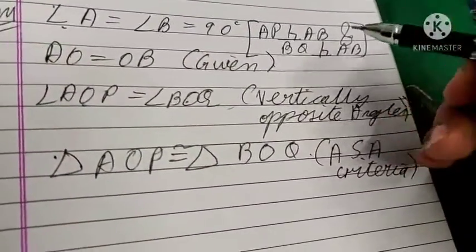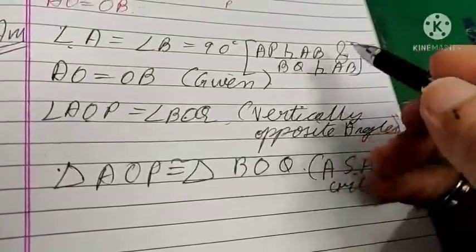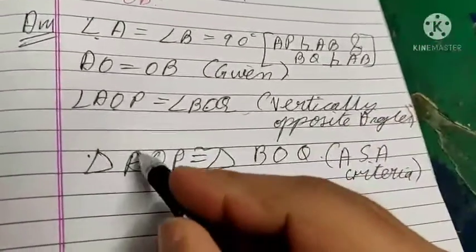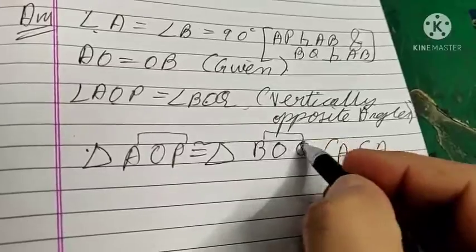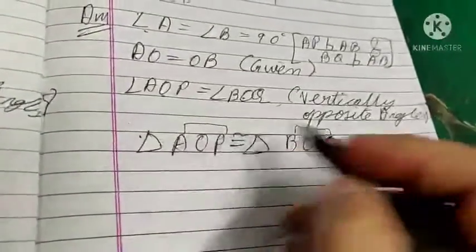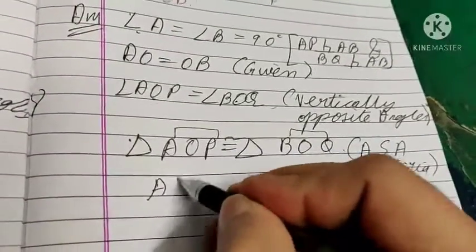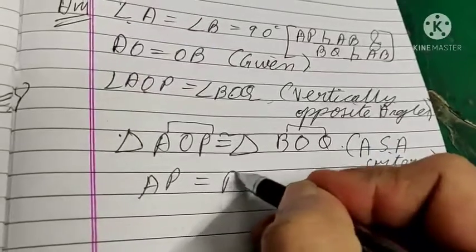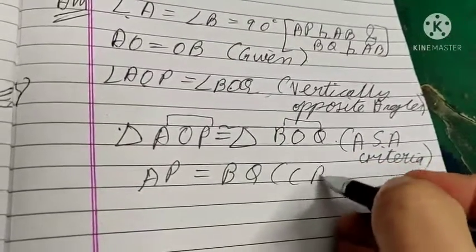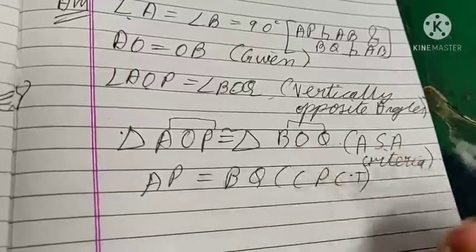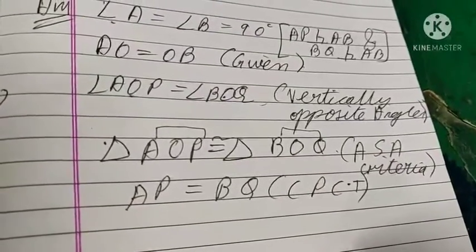Now we have to see whether AP is equal to BQ. If we see that AP and BQ are at the corresponding parts, means they are at the same places. So AP is equal to BQ by CPCT. Okay, so these two points are also equal.